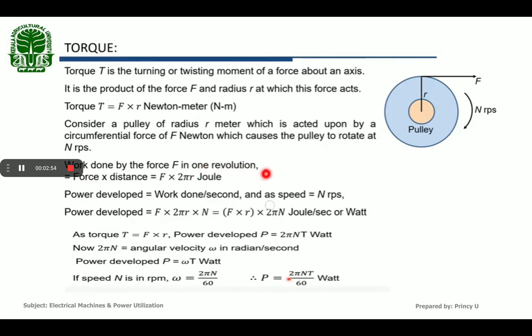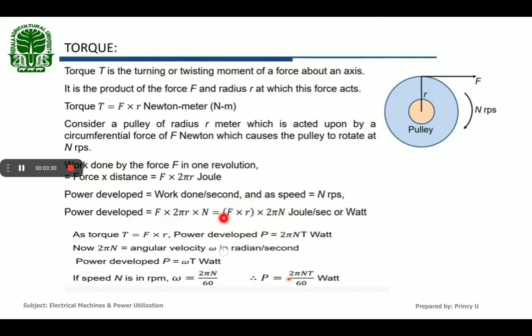Okay. Now we are going to find out the power developed. Power developed is work done per second. And as the speed is n rps, just multiply this with the speed, then you will get the power developed. F into 2 pi R joule into speed in rps. Multiplying by the speed in revolution per second, we can write that as F into R into 2 pi n, taking only F into R from F into 2 pi R, then 2 pi n.